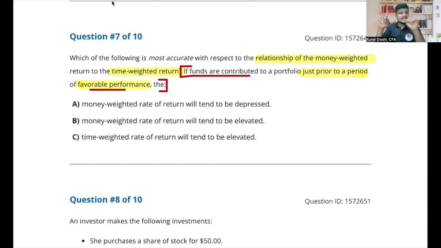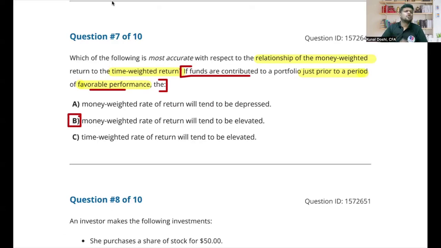So the decision was good. Who's going to get affected? Money weighted. So money weighted return will be higher than time weighted. Everyone agrees with me? Clear. So my answer in this case is that the money weighted rate of return will tend to be elevated. Elevated means it is going to be relatively higher. But what if I had put in the investment just before a bad period? Then the money weighted rate of return will be less.